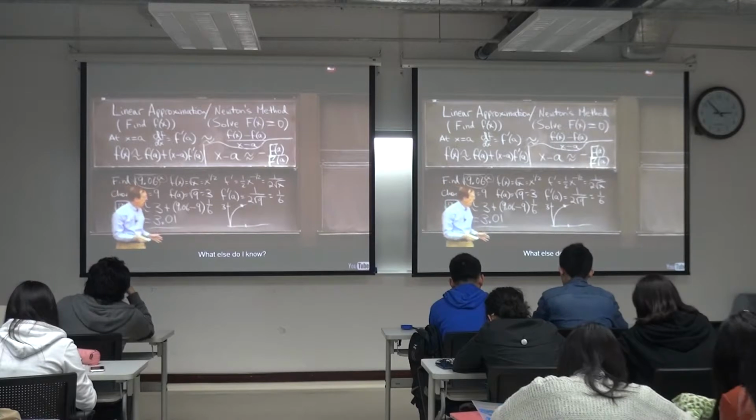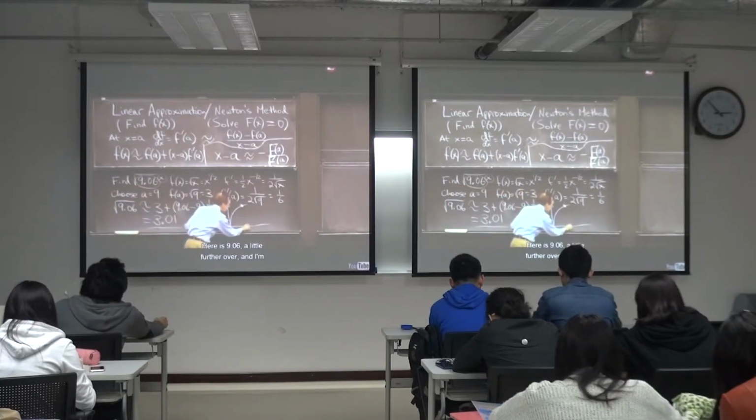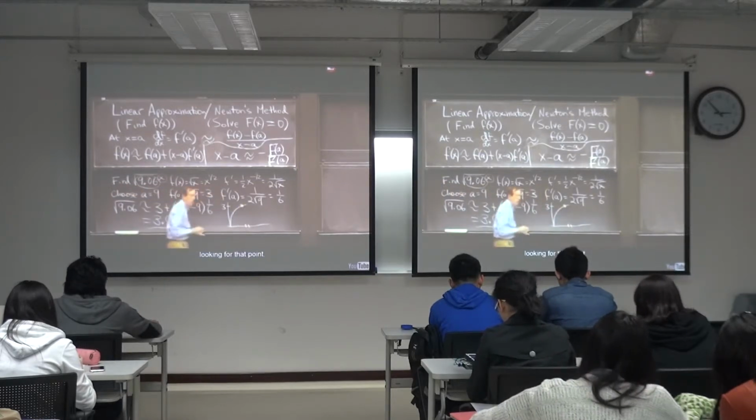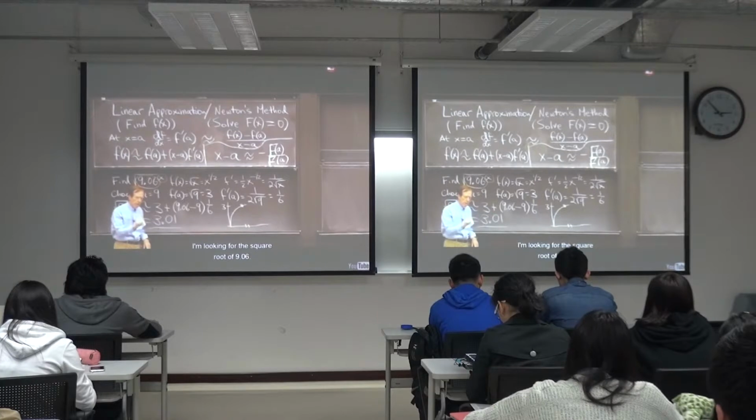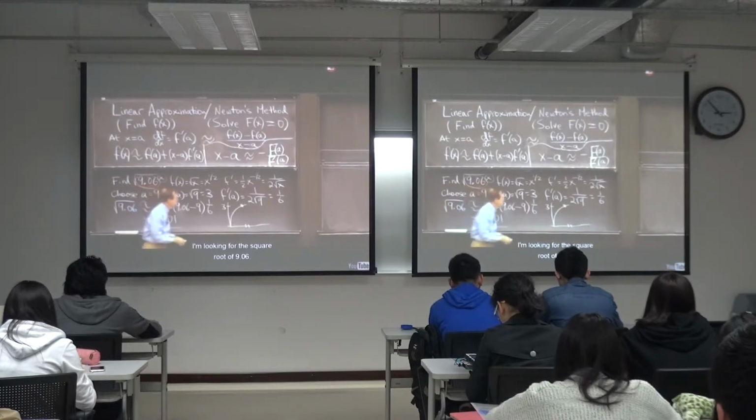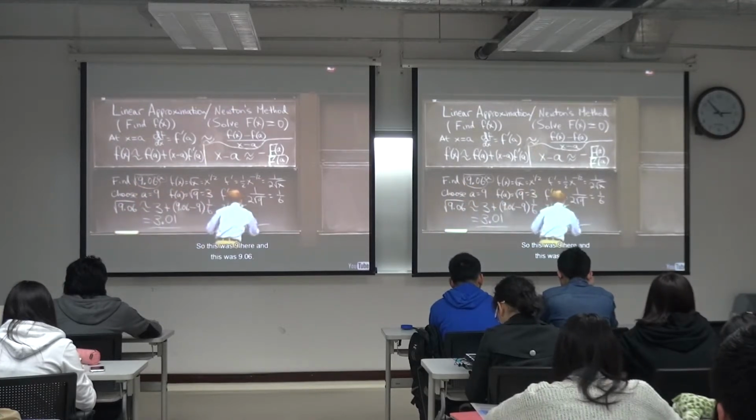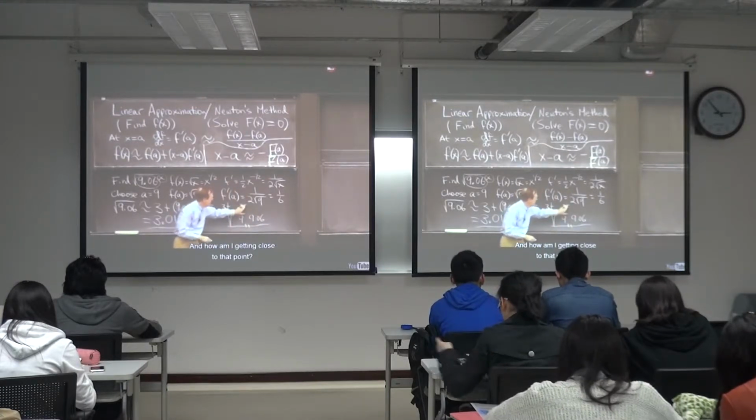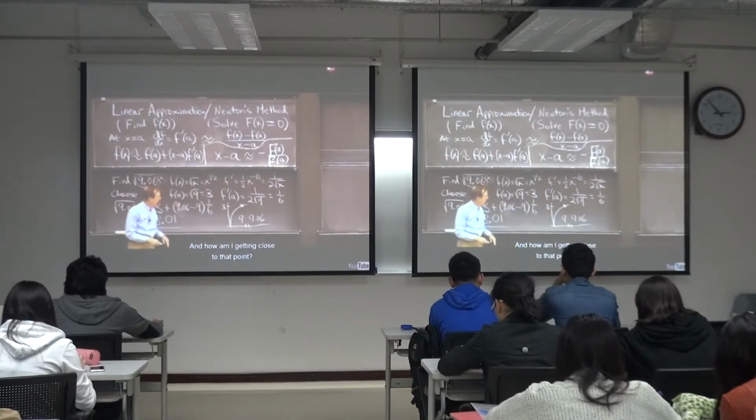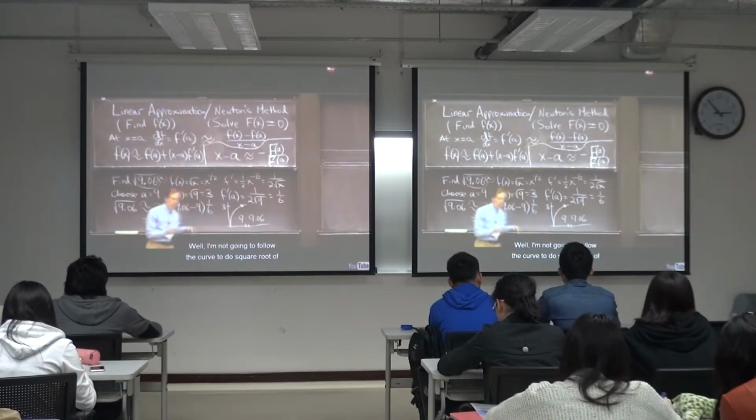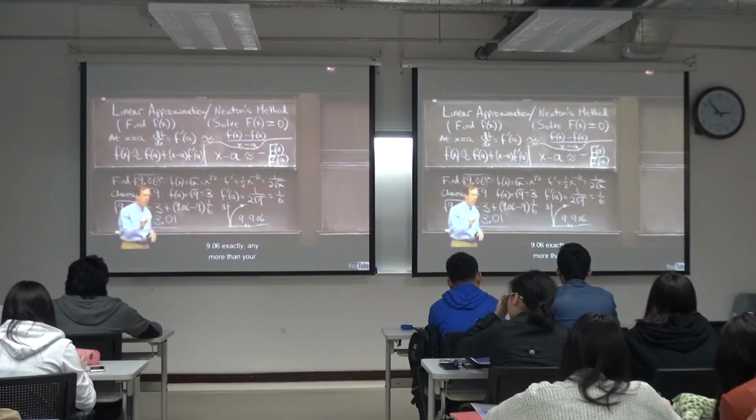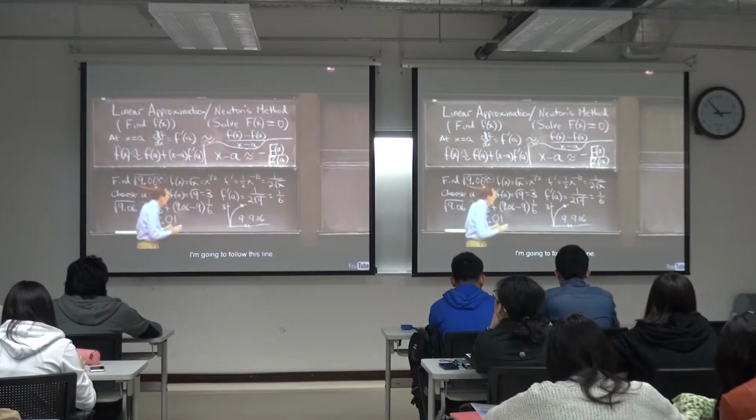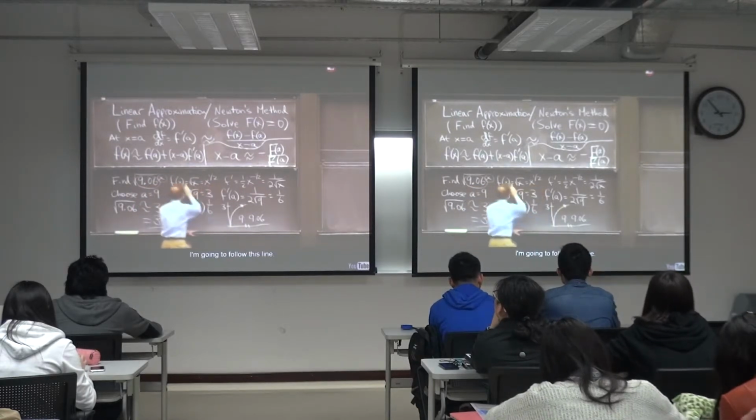What else do I know? Here's 9.06, a little further over, and I'm looking for that point. I'm looking for the square root of 9.06. So this was 9 here, and this was 9.06. And how am I getting close to that point? Well, I'm not going to follow the curve to do the square root of 9.06 exactly, any more than your calculator or computer does. I'm going to follow this line.